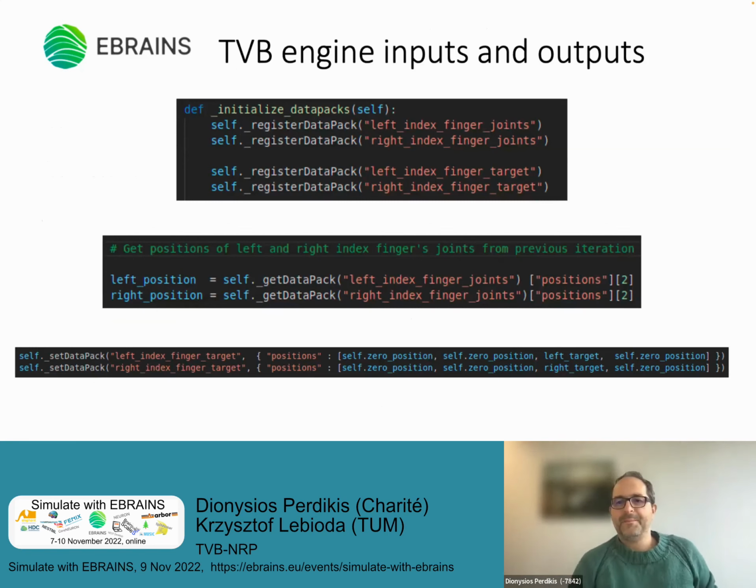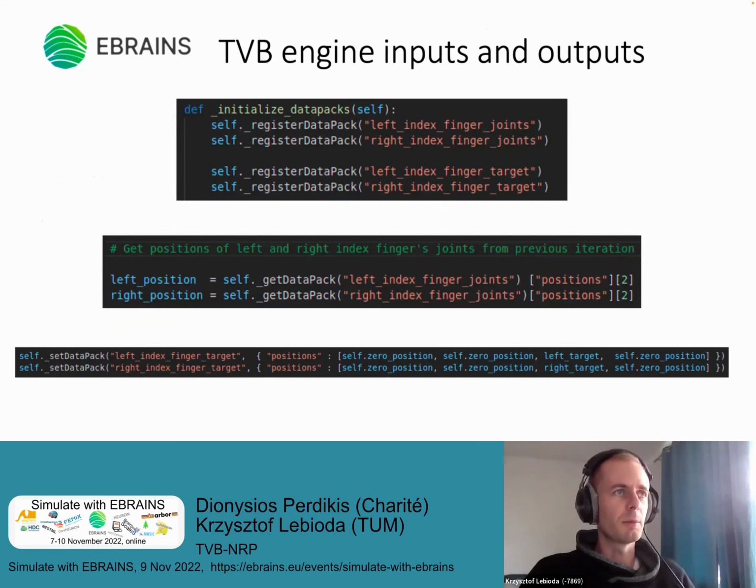Yes, so a bit more technicalities about the TVB engine itself. In order to exchange data between the two engines, we use so-called data packs, which are essentially pieces of data with some metadata that allow to identify them. And in the TVB engine, we use 4 data packs, 2 input and 2 output data packs. The 2 input data packs are basically the positions of the left and right index, respectively.